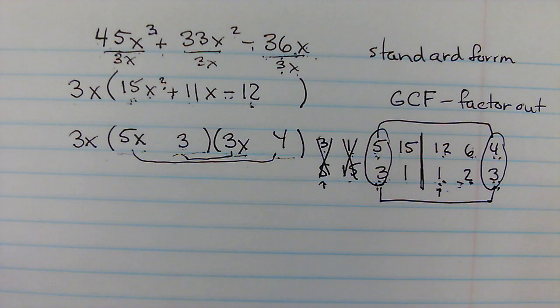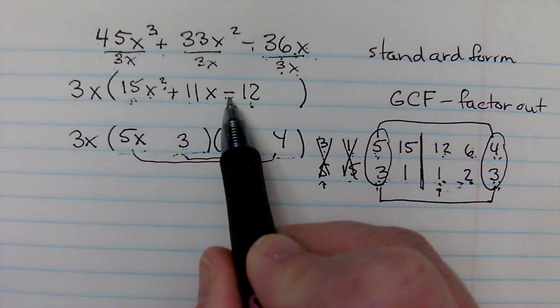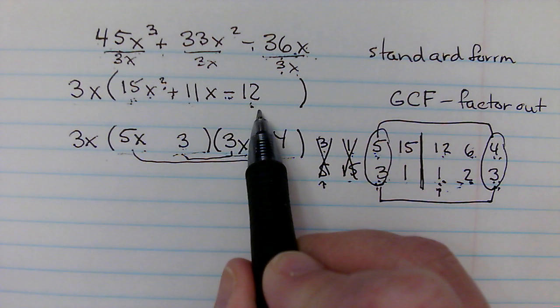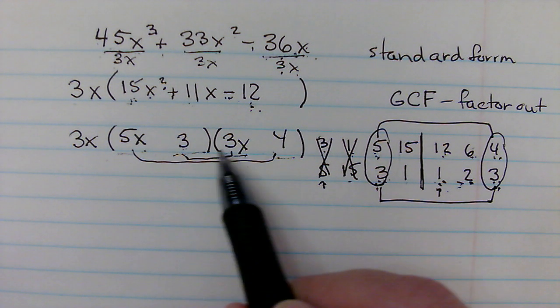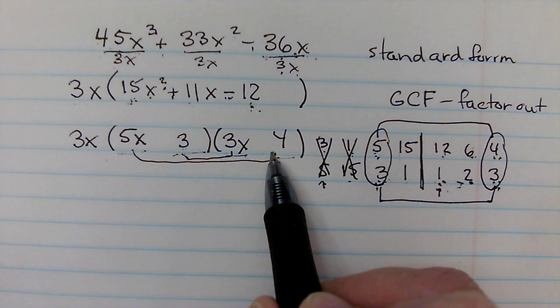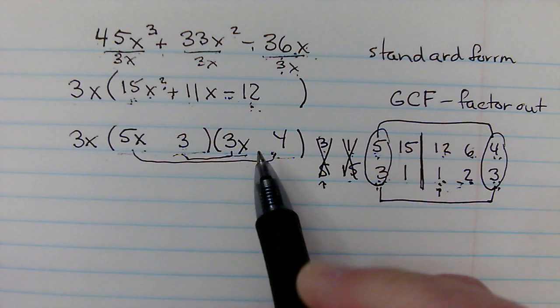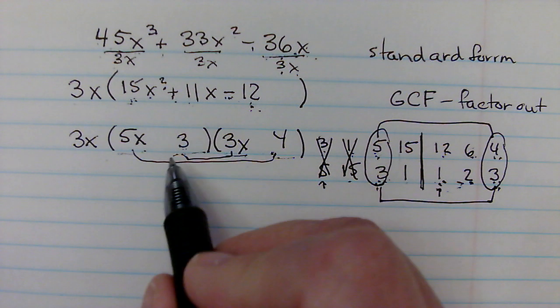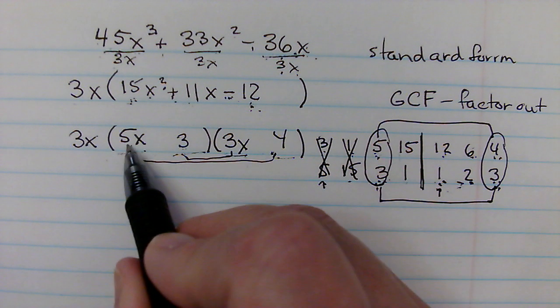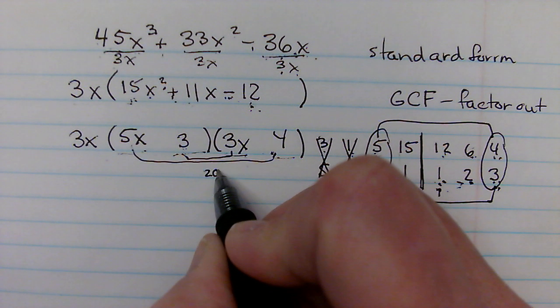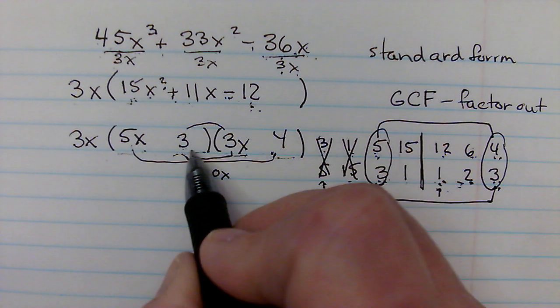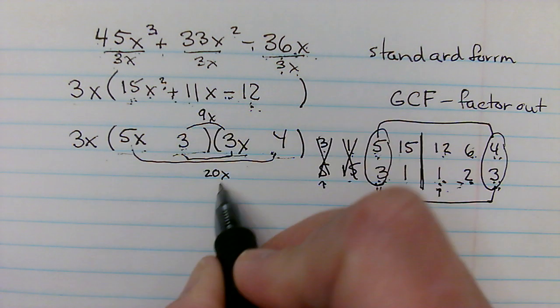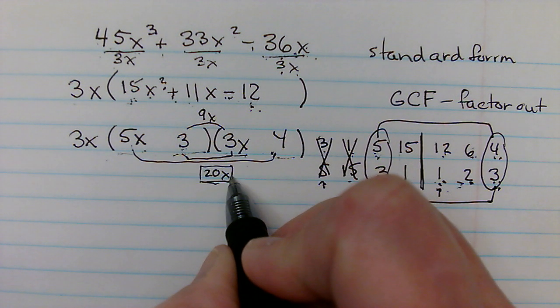Now to determine the signs, since the constant is negative, the 3 and the 4 have to have different signs to make that come out negative. But when we add the outer and the inner products, they have to come out positive. So the outer product here is 5x times 4, which is 20x. The inner product, 3 times 3x, is 9x. This is the larger product.